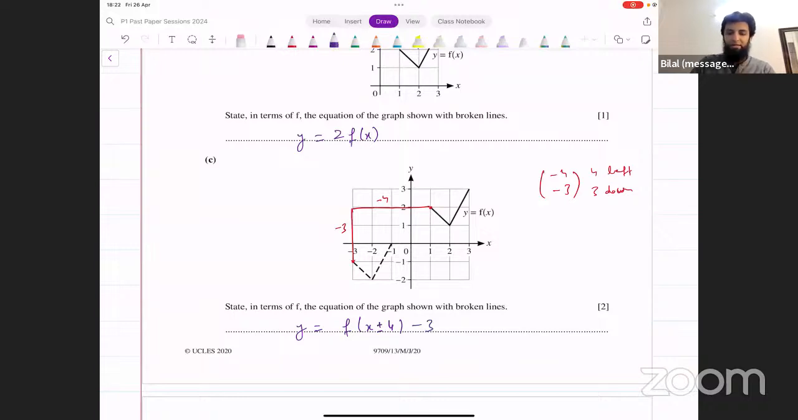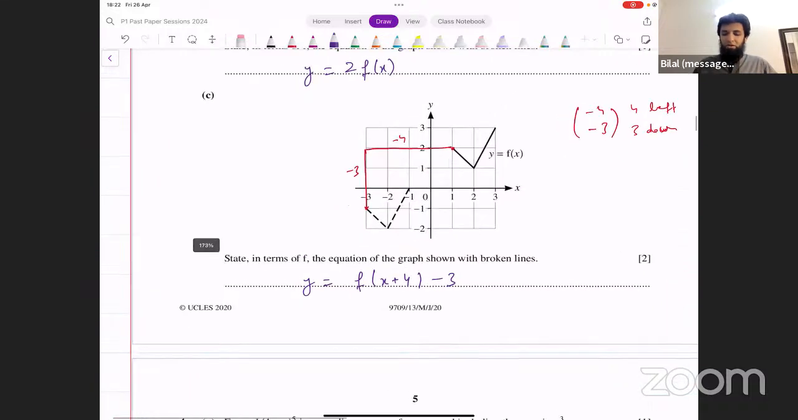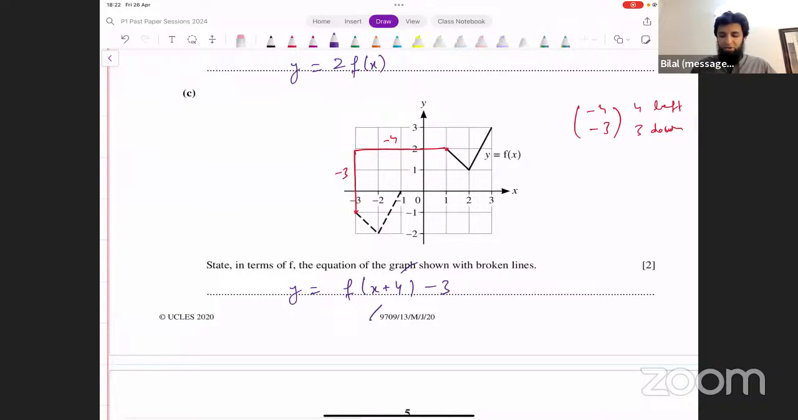What about inside? In horizontal transformations, everything works counterintuitively. It works the other way around. If you're going right, you have minus here. If you're going left, you have plus here. In this case, you're going left. For left, in horizontal transformation, you would have +4 here. Okay? +4 inside the function would mean that you're going to the left side.